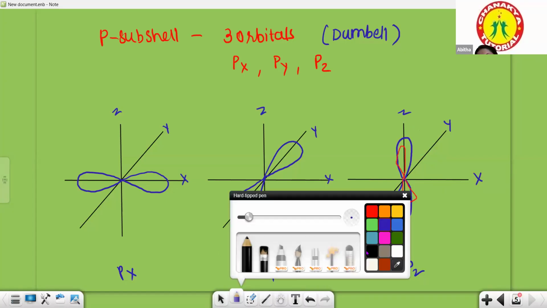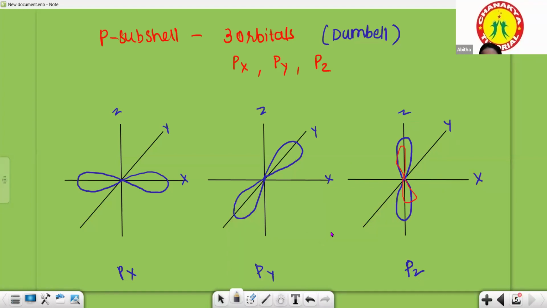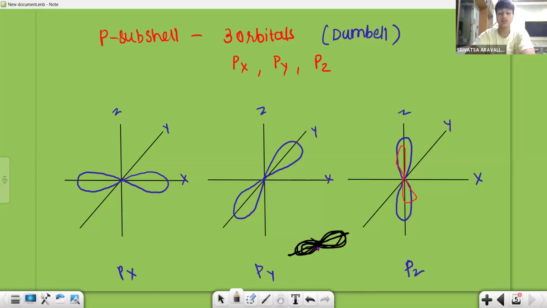The important thing you have to know here is whatever the lobe you're drawing, whether on the axis X, Y, or Z, doesn't matter. So on the axis, you're drawing a lobe, right?